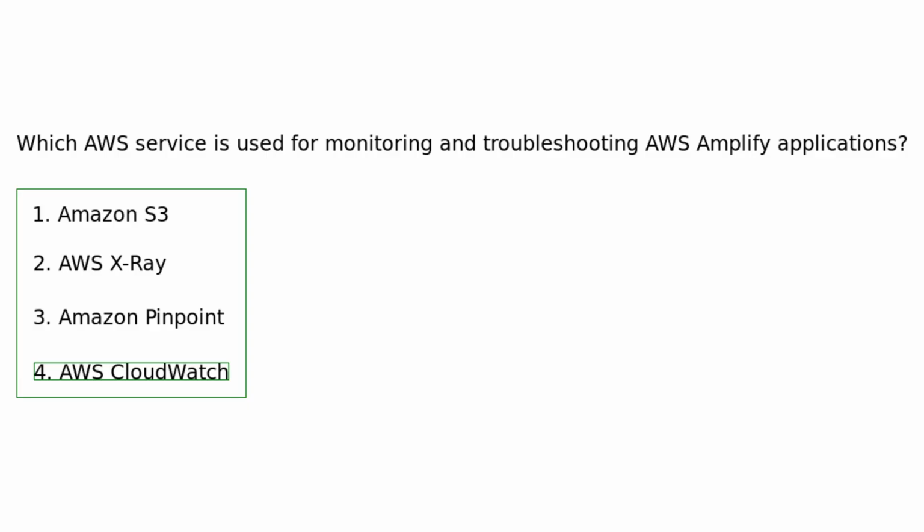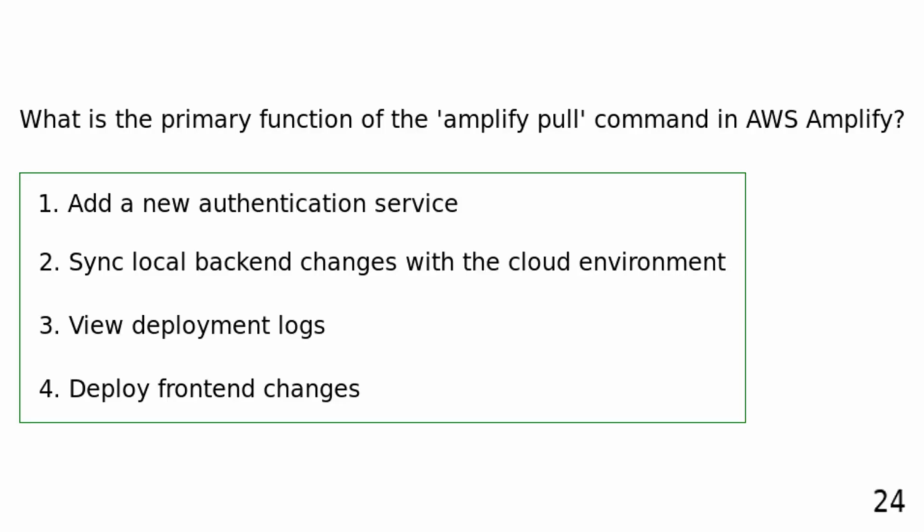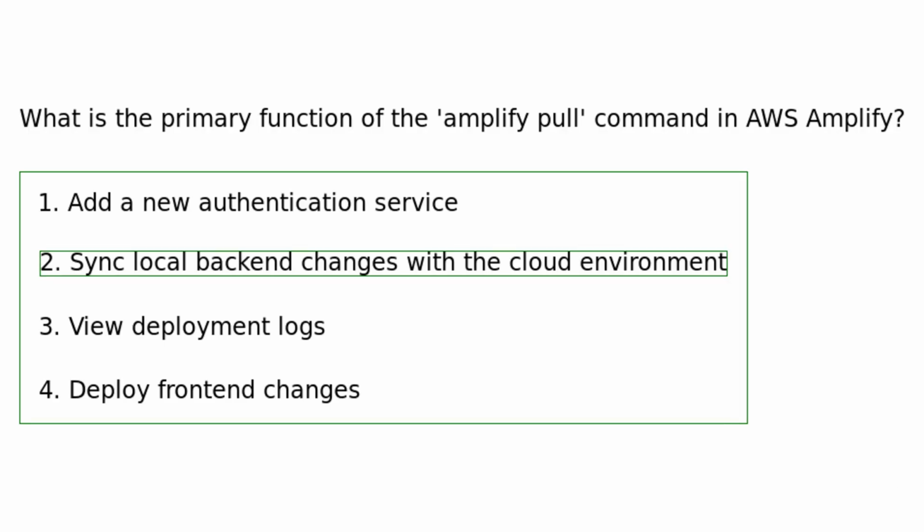What is the primary function of the Amplify pull command in AWS Amplify? Add a new authentication service. Sync local backend changes with the cloud environment. View deployment logs. Deploy frontend changes. Amplify pull syncs local backend changes with the cloud environment in AWS Amplify, updating local development environments with changes made in the cloud.